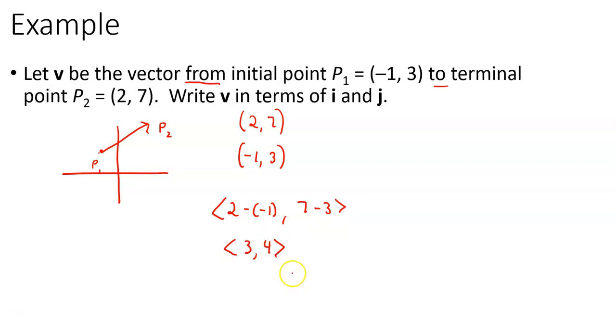But look, the question said to write the answer in terms of i and j. So in terms of i and j, it's positive 3 in the i direction and positive 4 in the j direction. So now my vector is 3, 4, but the question said to write it in terms of i and j, so I have followed directions and written it in terms of i and j. What it's saying is that from the first point to the second point, you would get there by going 3 units to the right and 4 units up. 3 is the horizontal component, 4 is the vertical component.